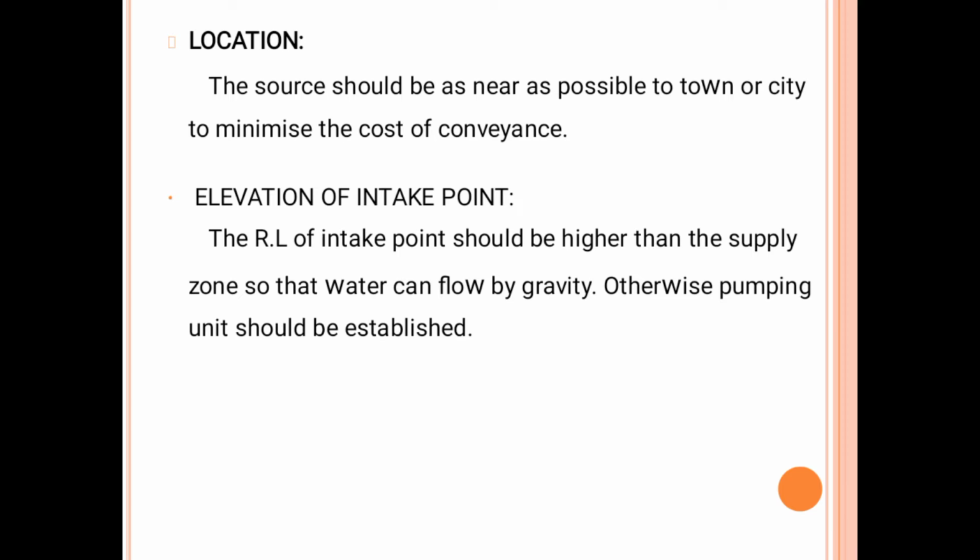First one, location. The source should be nearest possible to the town or city to minimize the cost of conveyance. And then elevation of intake point. The reduced level of intake point should be higher than the supply zone, so that water can flow by gravity. Otherwise, a pumping unit should be established.